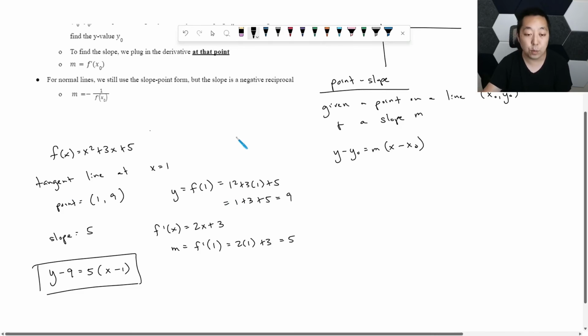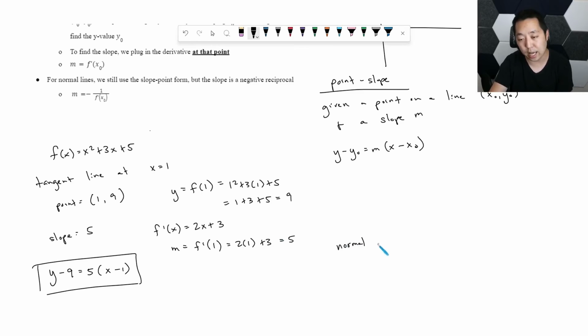Okay, now suppose there's another thing we call a normal line. Normal line is not as common to necessarily talk about. The normal line is the line perpendicular to the tangent line at that point.